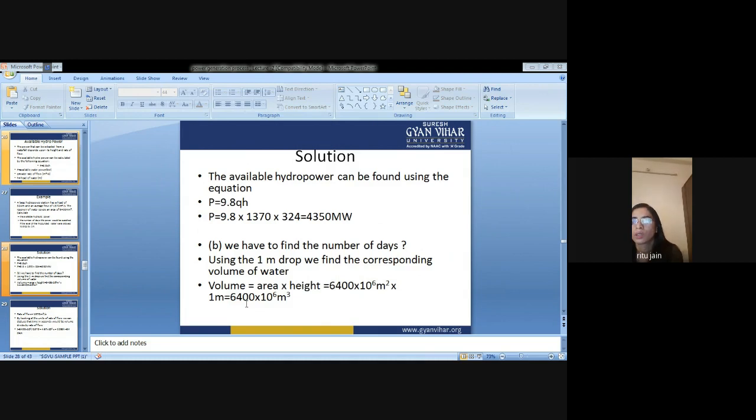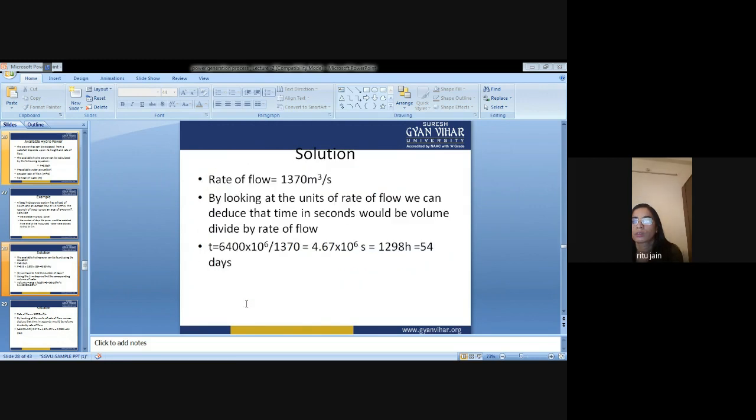This is the volume. So you have to calculate the time in number of days. The rate of flow is already given. So the volume is divided by the rate of flow, and you will get the time, 4.67 into 10 to the power 6 seconds, which can be converted into hours, and hours can be converted into days. So finally, the number of days will be 54 days.